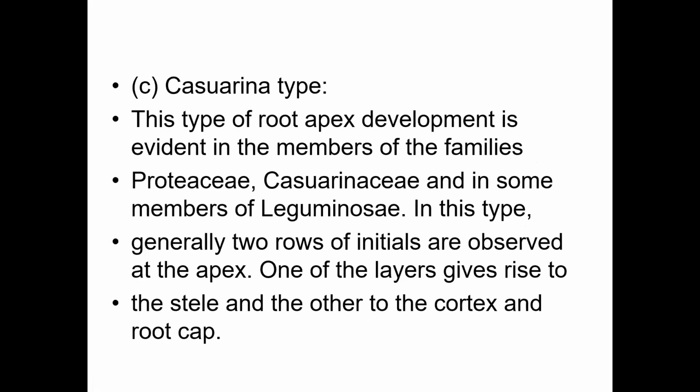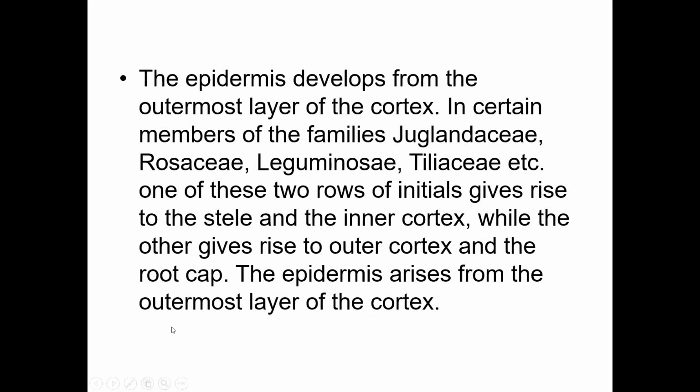Another one is the Casuarina type. This type of root apex development is evident in the families Proteaceae, Casuarinaceae, and in some members of Leguminosae. In this type, generally two rows of initials are observed at the apex. One layer gives rise to the stele and the other to the cortex and root cap. The epidermis develops from the outermost layer of the cortex.